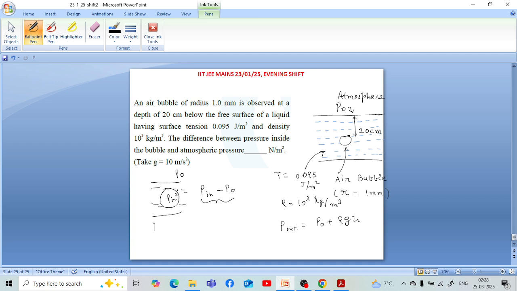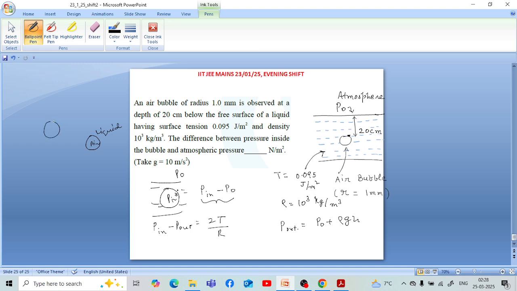Now, we know that the excess pressure, that means the inside pressure minus the pressure just outside the bubble, is given by 2 times T upon R, where T is the surface tension. It is important to note here that for this particular air bubble, one side is air, and one side is liquid. So, there is only crossing of one interface, that is the crossing from the liquid to air. That is why we have taken 2T by R.